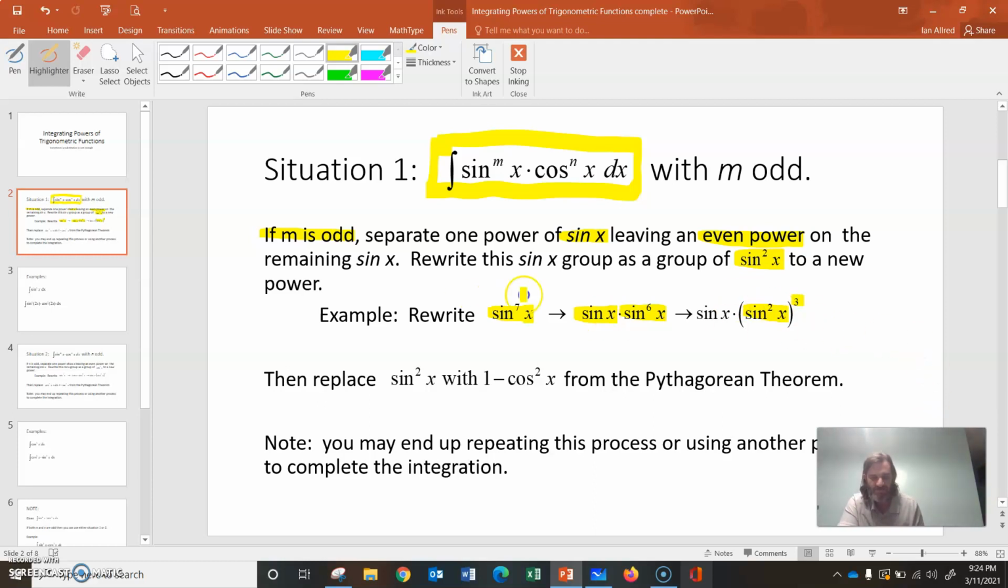But the reason we want to do this is because when we get that sine squared, we can use the Pythagorean theorem, sine squared plus cosine squared equals 1. We can rework that, and we can replace the sine squared with 1 minus cosine squared. And this should lead us in a direction where we can integrate what we have. Now, we might end up having to use substitution along the way, and we might have to use some other trig identities. About anything could happen when we do this. So let's take a look.